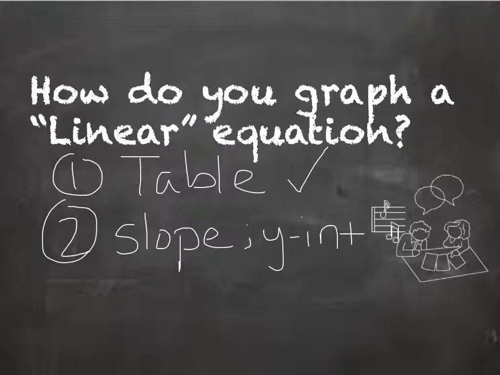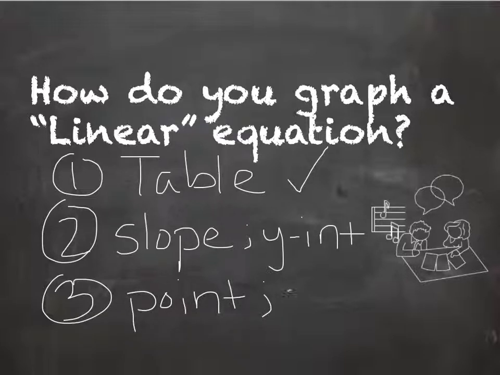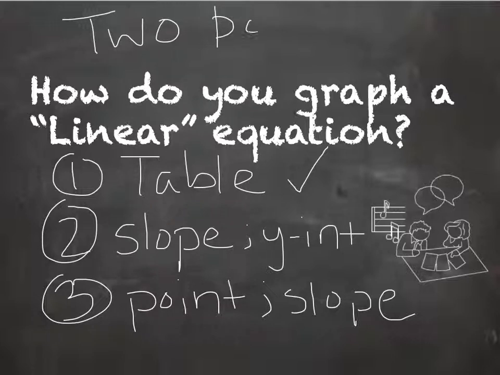That also gives a slope-intercept form, which we'll talk about later. And then the third way is if you have a point that is given and you have a slope. If you have a point and slope, you can also graph a linear equation. So in order to graph any linear equation, all you need is 2 points on a graph, and then you can create a line.